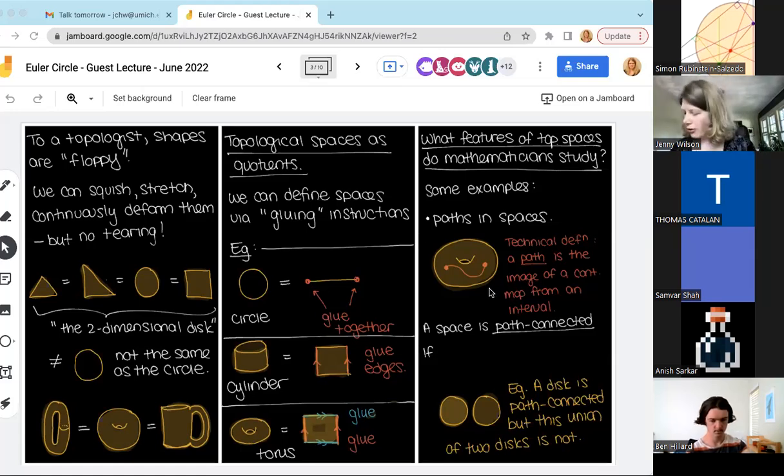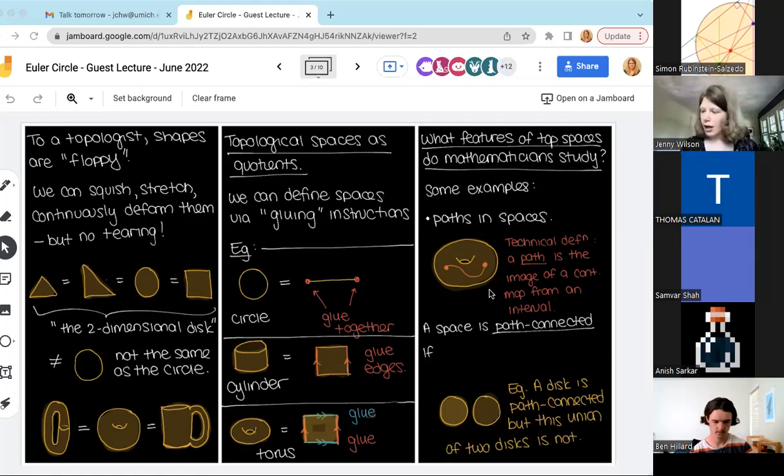Okay, so right, big question. What features of topological spaces are mathematicians interested in? There's a ton of answers to this question. I personally frequently study invariants called homology and cohomology of spaces, which unfortunately would take too long to define today. But let's focus on the following two examples.